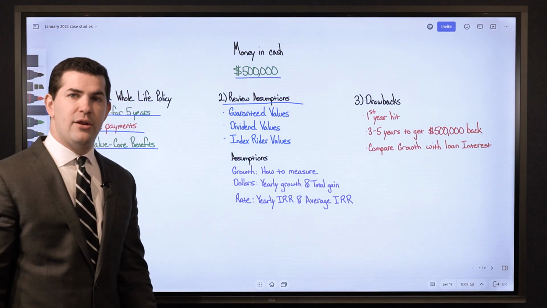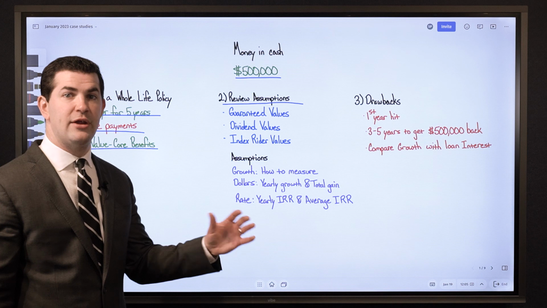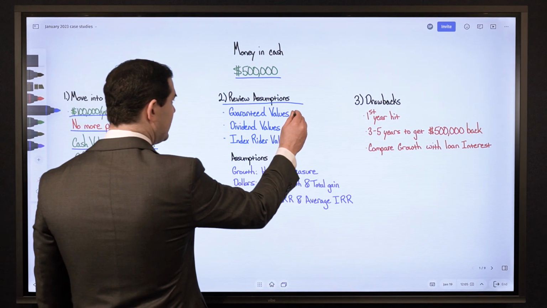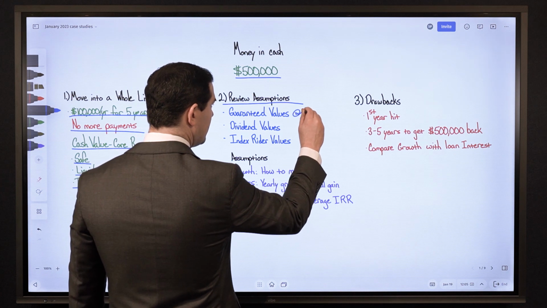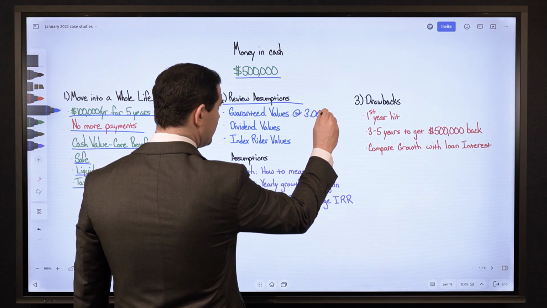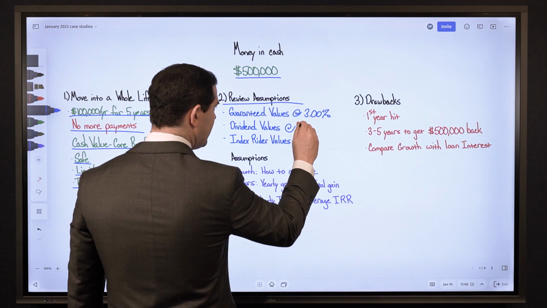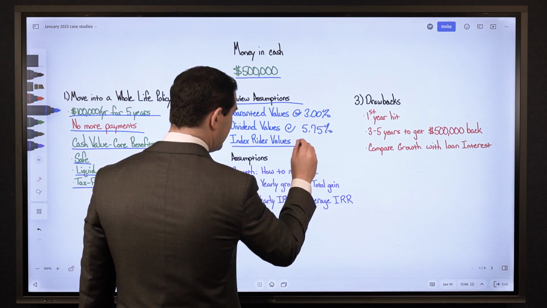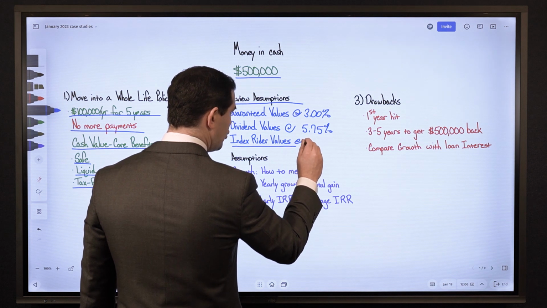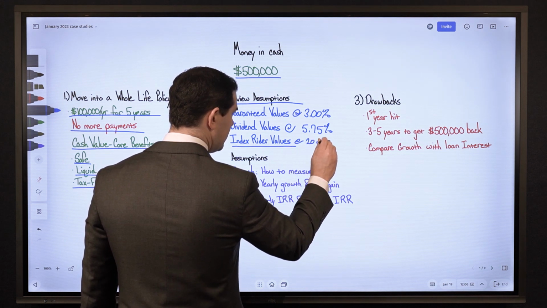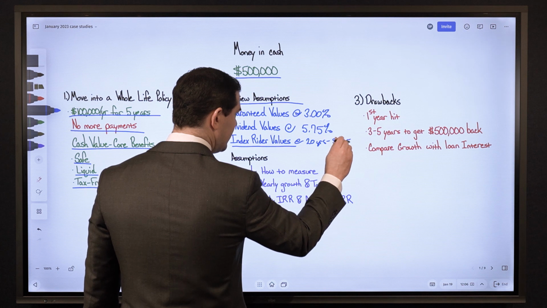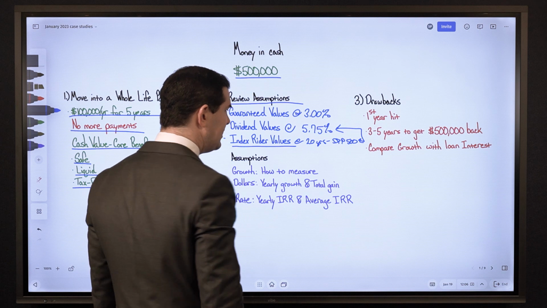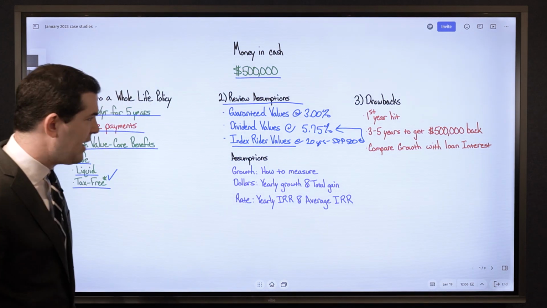So the example that I used for this case was a Guardian policy on a 40-year-old individual, and we looked at the guaranteed values, the guaranteed rate. The product used was 3%. The current dividend rate is 5.75%. And then the indexed rider values are based on the past 20 years of S&P 500 history. Again, you can switch back and forth between the dividend and S&P 500 rider as the years pass.